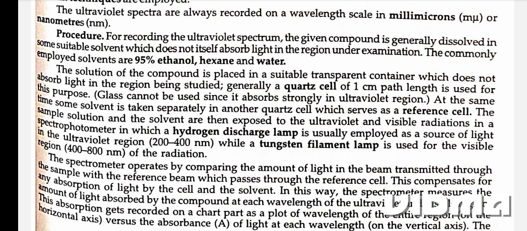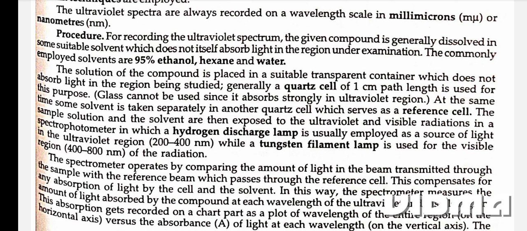Procedure for recording the ultraviolet spectrum. The given compound is generally dissolved in some suitable solvent which does not itself absorb light in the region under examination. The commonly employed solvents are 95% ethanol, hexane, and water. The solution of the compound is placed in a suitable transparent container which does not absorb light in the region being studied. Generally, a quartz cell of 1 centimeter path length is used for this purpose.